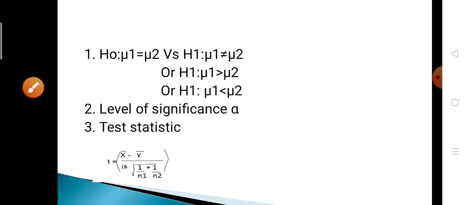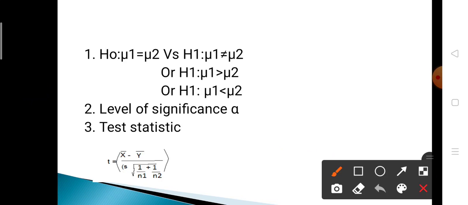The first step involved in the testing of hypothesis is to formulate the null and alternative hypothesis. The unpaired t-test is used for testing the population mean for two samples. That's why here H0 is mu1 is equal to mu2, where mu1 is the population mean for the x variable and mu2 is the population mean for the y variable. If there is an equality condition in the statement, then that hypothesis is called the null hypothesis. So H0 is mu1 equal to mu2.